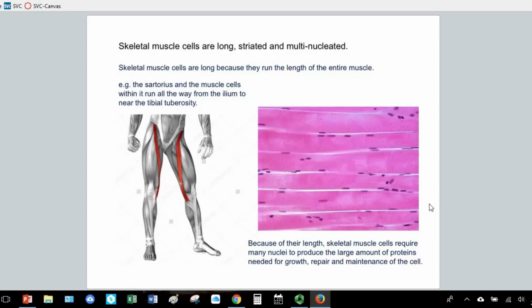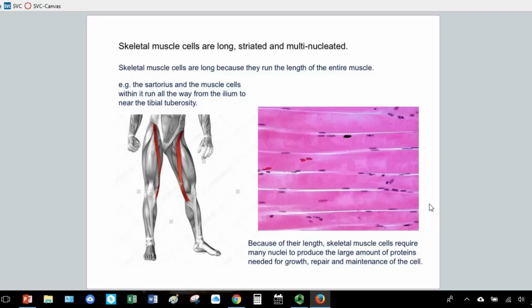And then if we look, a lot of this is, I'd imagine, mitochondria, but a lot of these are also nuclei. So skeletal muscle cells are multinucleated. They have lots of nuclei within one cell.